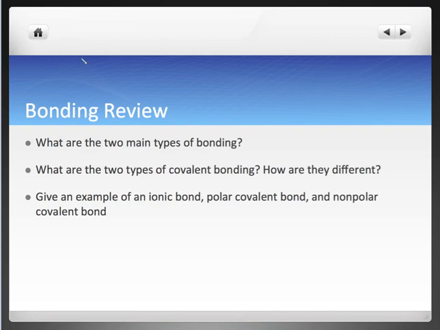Okay, here's your last set of questions. What are the 2 main types of bonding? What are the 2 types of covalent bonding, and how are they different? And then give me an example of an ionic bond, a polar covalent bond, and a nonpolar covalent bond. If you can do that, we'll be good to go.